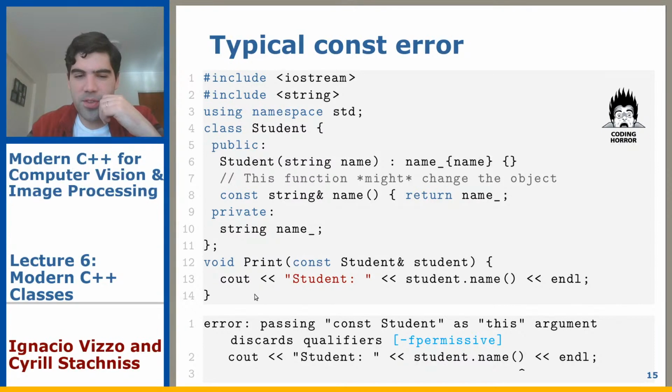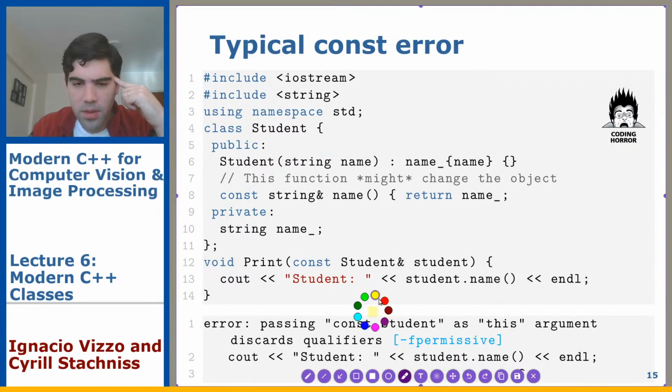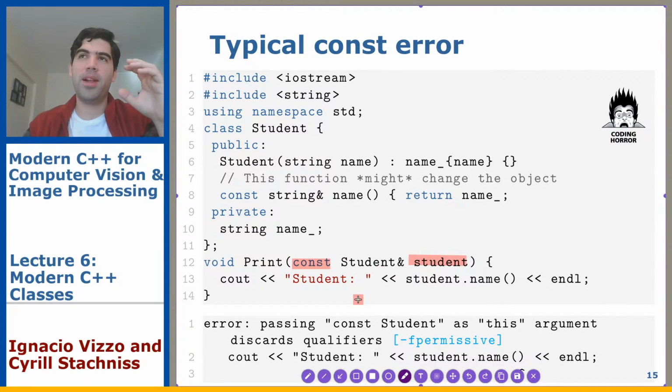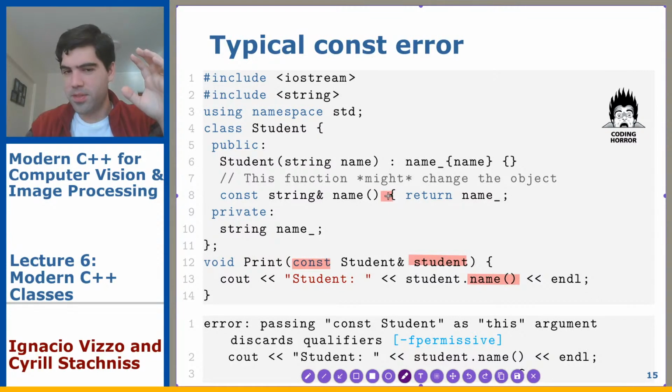The thing is, there is this weird error that always reads: const student as argument discards qualifiers. What is the problem with this? The print function is taking a const reference to the student, and the problem is that you, as a compiler, need to make sure that no one changed this student member. And then when you call name, there is no const here.